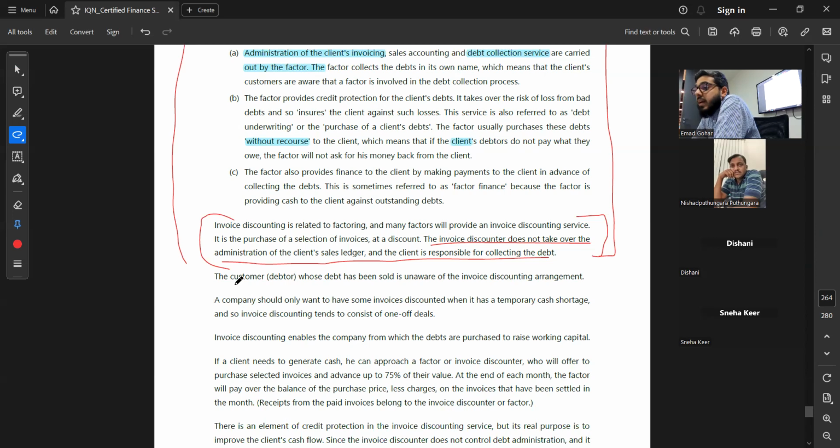See again, the customer whose debt has been sold is unaware. Please highlight this. Unaware. It means in invoice discounting, my customer doesn't know that I have sold him. In factoring, my customer knows that I have sold him. Why? Because the factor will call now. Hello, I am the factor. Your client appointed me to collect money on his behalf. But in invoice discounting, this will not happen. Clear?